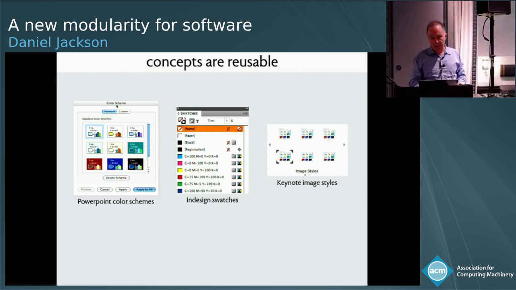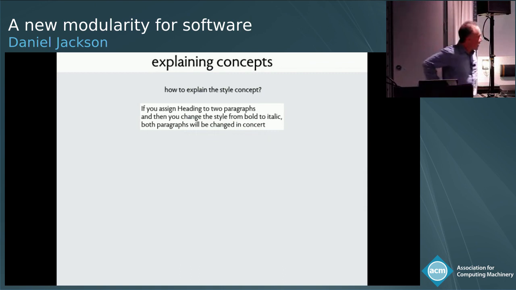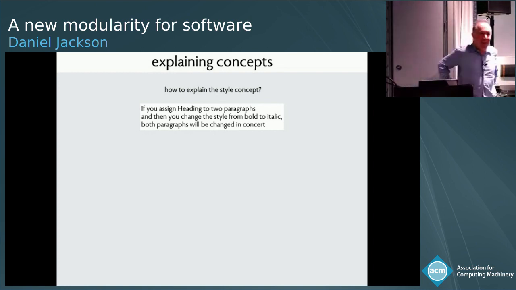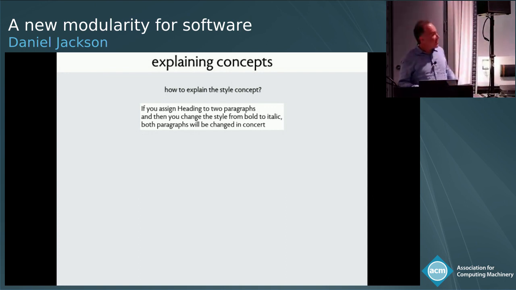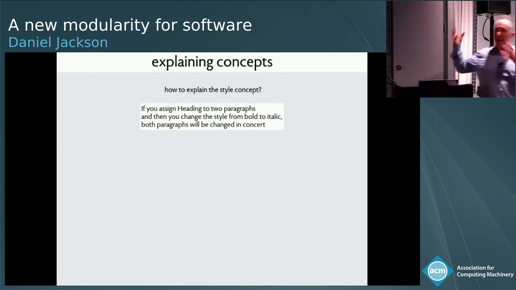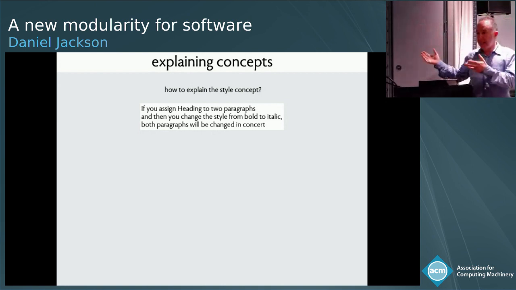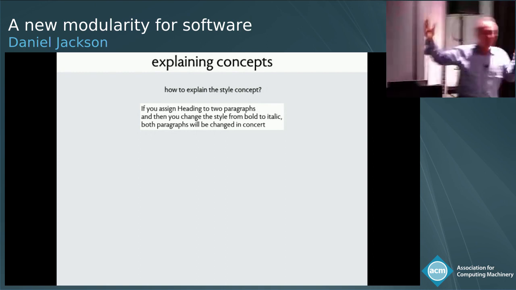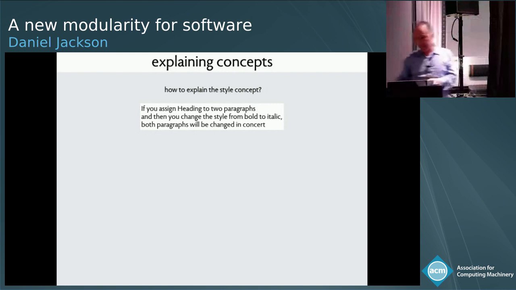Now, how do you actually explain these concepts to someone who doesn't understand them? So if I were going to explain style to someone who'd never seen it before, some poor person, for example, who's only ever produced documents in LaTeX, I can't imagine such a tragedy, then you might explain it in the following way. You might say, well, here's how it works. If you assign a heading, for example, to 2 paragraphs, and then you change the style from bold to italic, then both of those paragraphs will be updated consistently. And that's cool because you only had to do it once, and obviously this extends to any number of paragraphs.